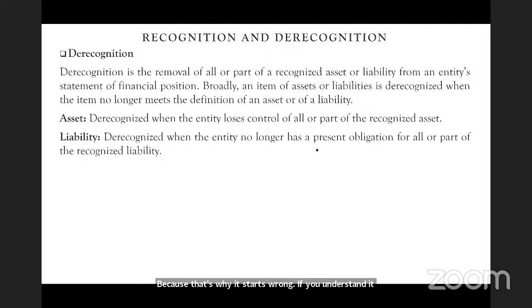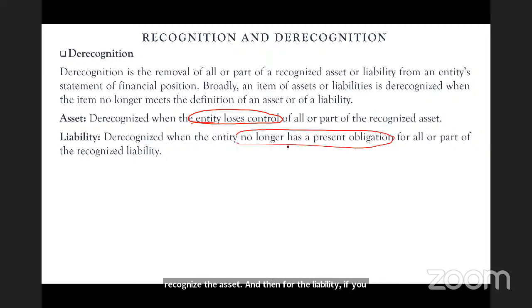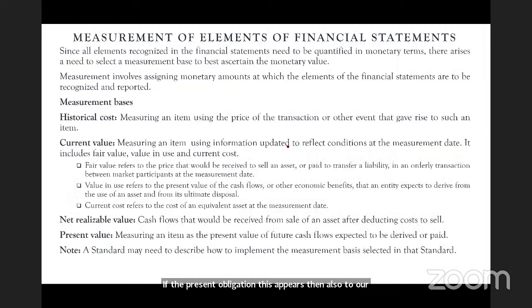Derecognition means doing away with an asset or a liability. Are we together? So we derecognize an asset if we no longer have control. If the entity loses control, then we derecognize the asset. And then for the liability, if you no longer have a present obligation, if the present obligation disappears, then also do away with the liability. All right, that is it.